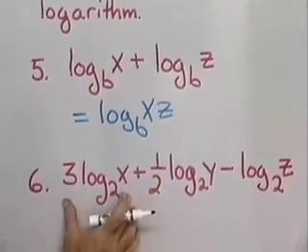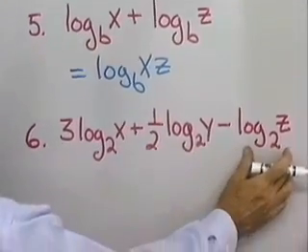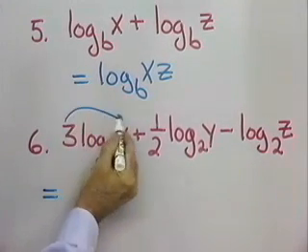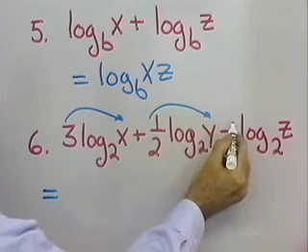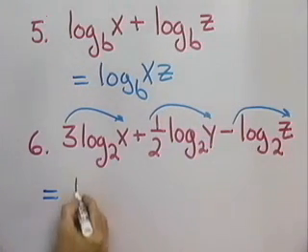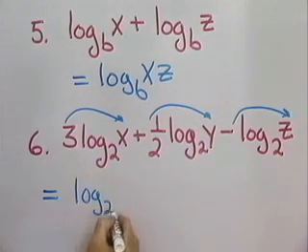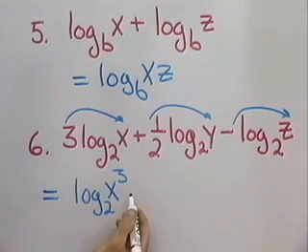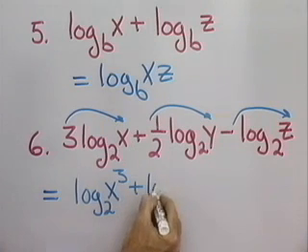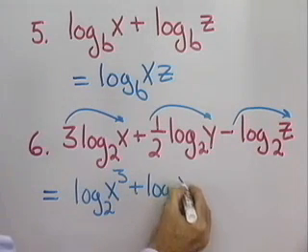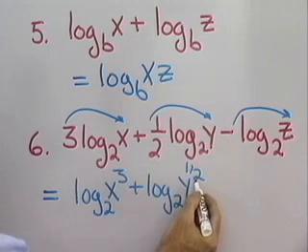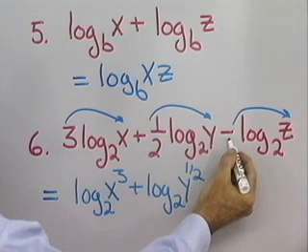Now as I move down to problem 6, you see I have a more complicated expression. What I'm going to do is rewrite this by first taking the coefficients back up as exponents. So I'll write this as log base 2 of x to the 3rd when this coefficient goes back to that exponent, plus log base 2 of y to the 1/2 when that coefficient goes back to an exponent. And then here, I'm going to even take this one with me.